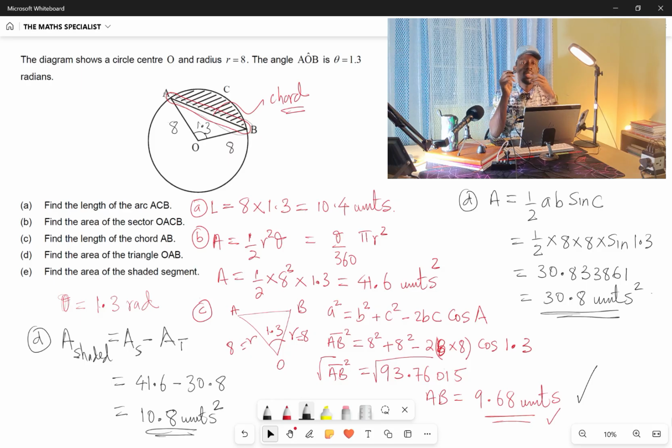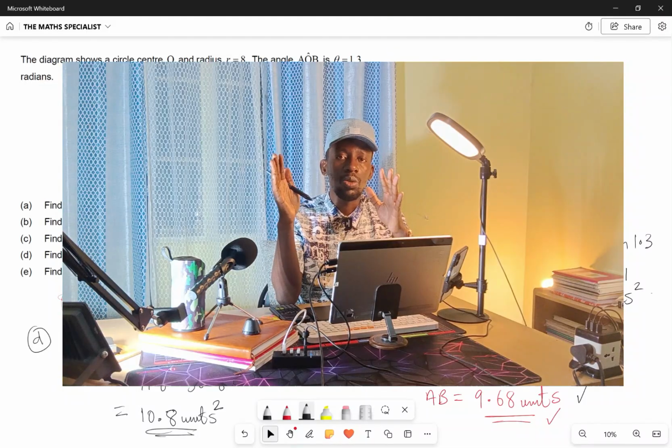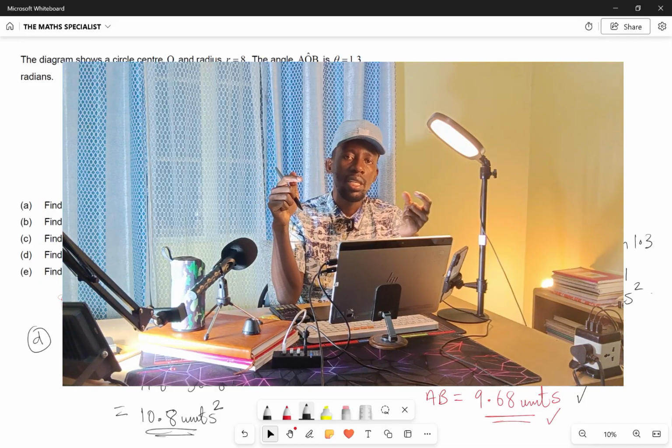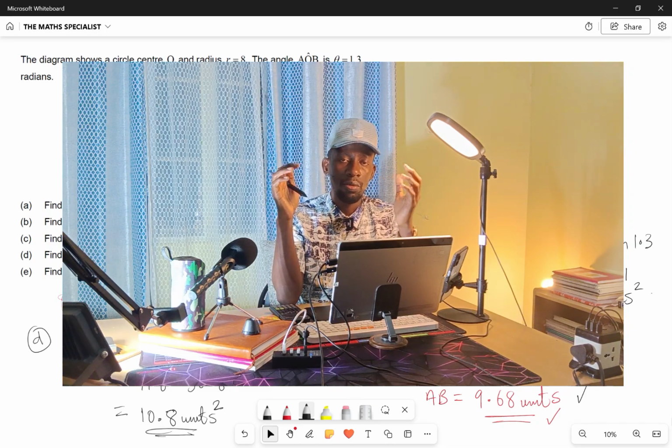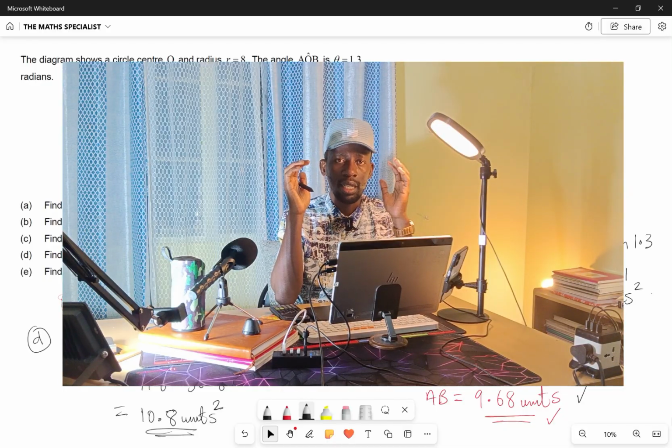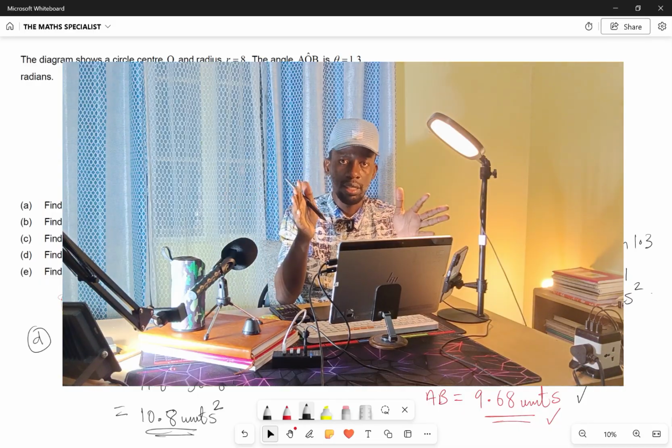What's important here is to understand which appropriate formula you need to use in which situation. Whenever you are given the angle theta in degrees, you need to use the appropriate formula. And whenever you are given angle theta in radians, you also need to use the appropriate formula. Otherwise, this is how you are supposed to attempt questions related to arcs and sectors.